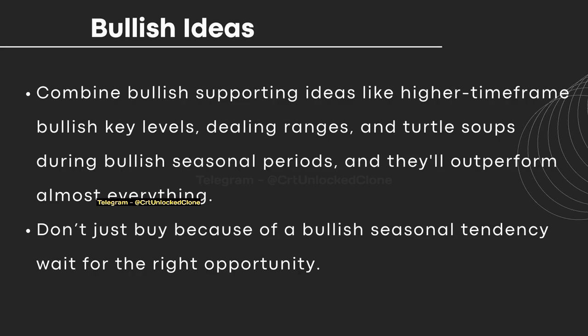So the first protocol is to combine bullish supporting ideas like higher time frame key levels, dealing ranges, market profiles, and so on during bullish seasonal tendencies, and it will outperform everything else. That will make sure you have the best accuracy. The second protocol is to use it as a confluence, right? Don't just buy because there is a bullish seasonality, but instead wait for the right opportunity in the framework before buying, and that framework will be derived from concepts like key levels, dealing ranges, and so on.